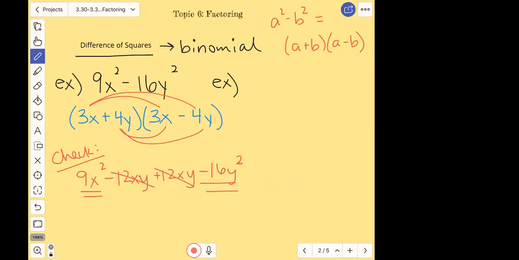Okay, let's do one more example with difference of squares. I'm gonna have you guys just try this one on your own. Let's do 16m to the 6th minus 25. Go ahead and try that one, see what you get.